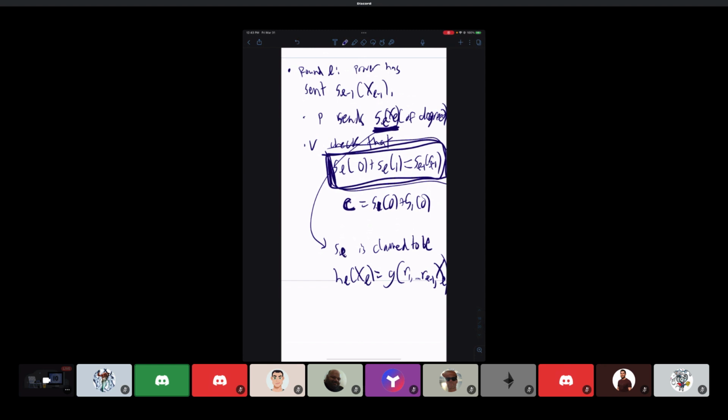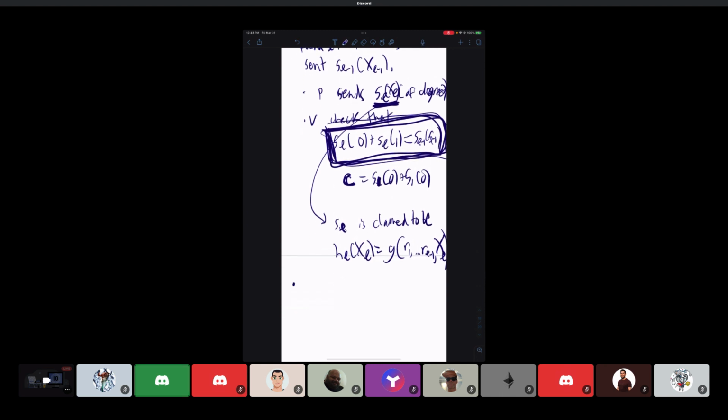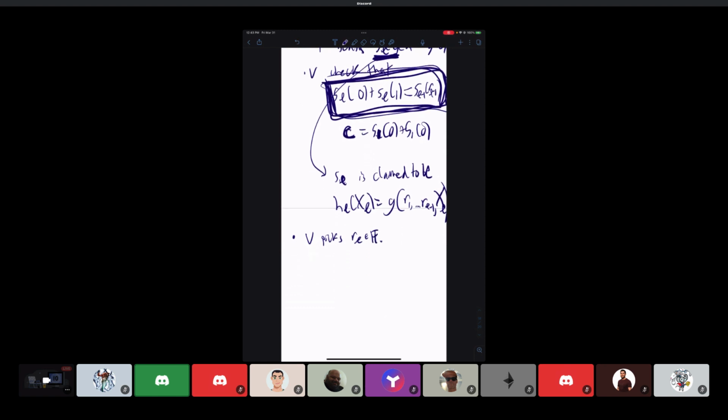So if the prover's honest, this is SL. And if the prover was honest in round L minus 1, this equality would hold. Okay, and then in the final round, the verifier picks RL at random. It doesn't even have to send it to the prover if it doesn't want to, because at this point, they're not going to iterate with further sum check protocols.